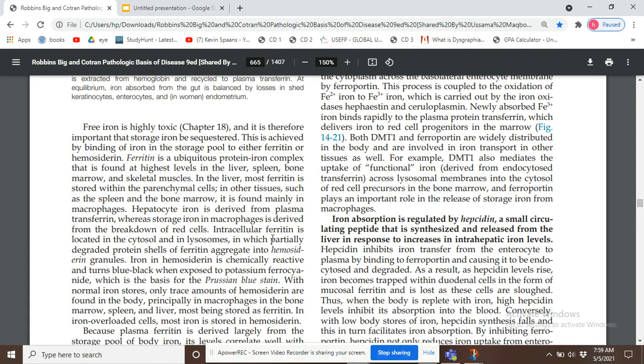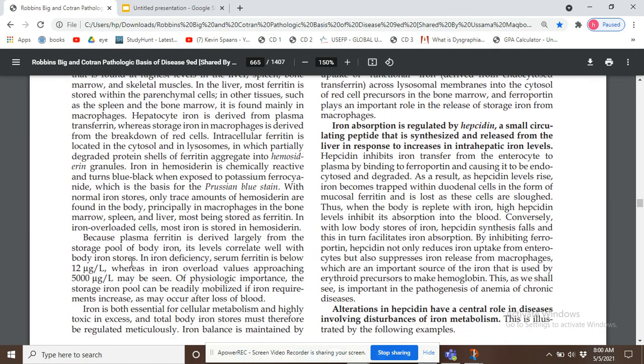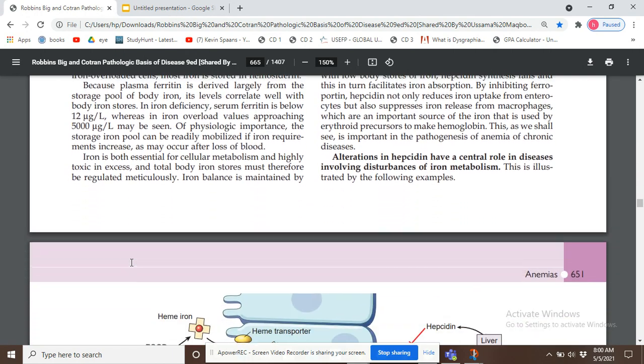Okay. Intracellular ferritin is located in the cytosol and in lysosomes, in which partially degraded protein shells of ferritin aggregate into hemosiderin granules. I think we should discuss the diagram with it.